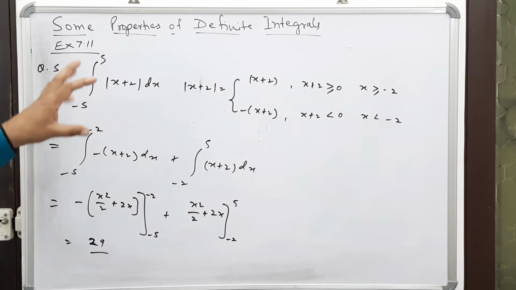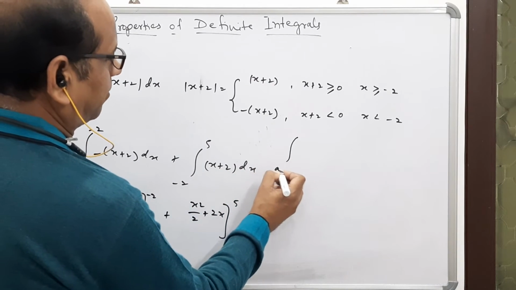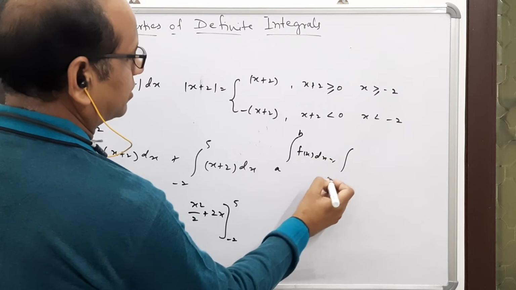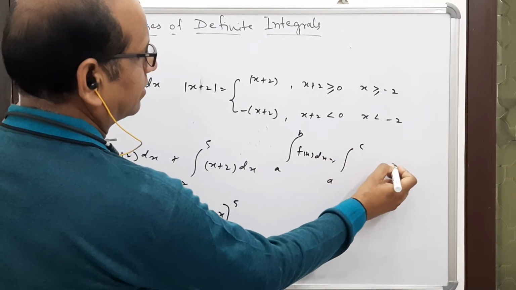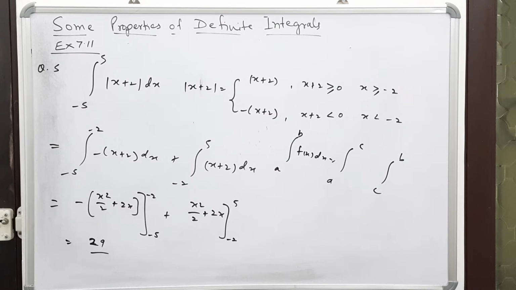So in all the modulus properties, means in all the modulus functions, we apply the property integral A to B f(x) dx equals A to C plus C to B. That particular property. So I hope now you can manage all the problems which are related to the modulus function.